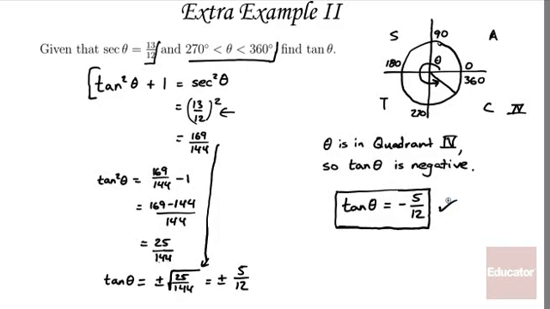So that's our lesson on the Pythagorean identity tangent squared theta plus 1 equals secant squared theta.